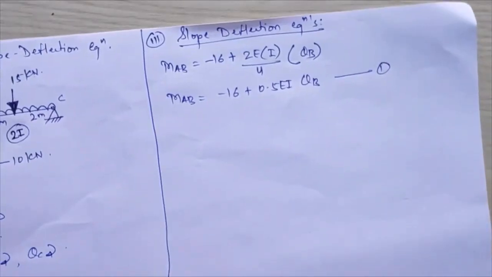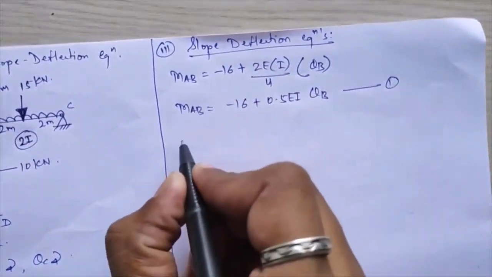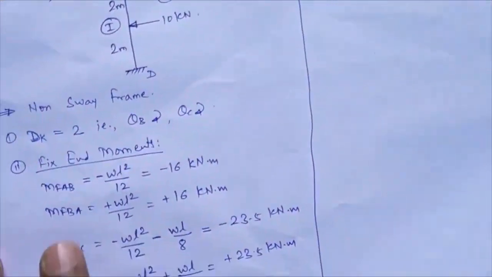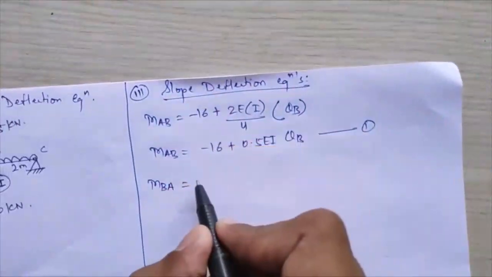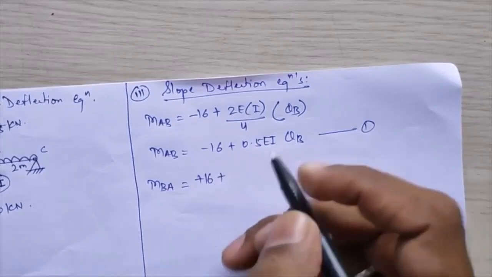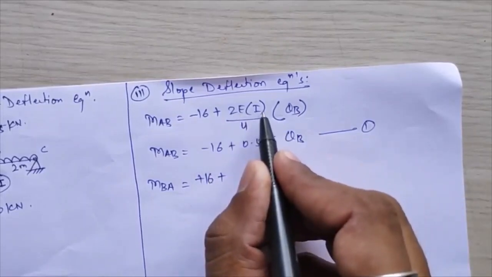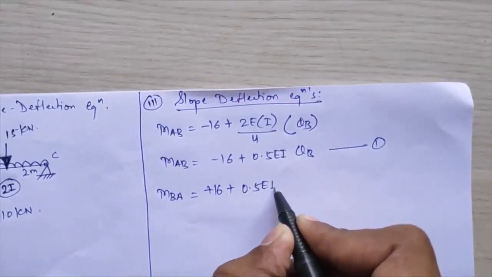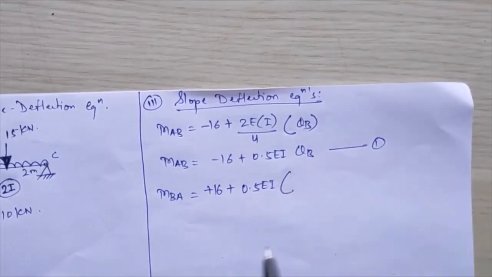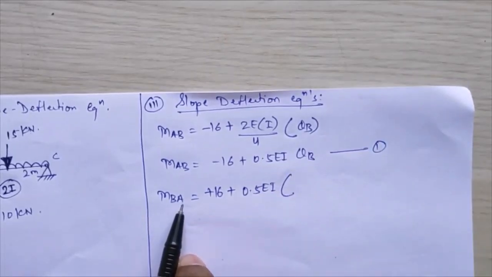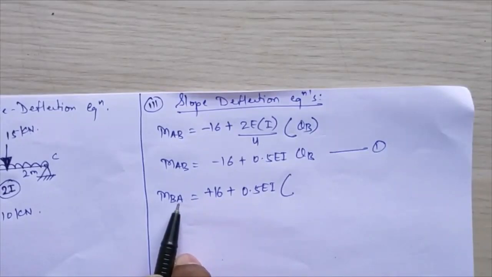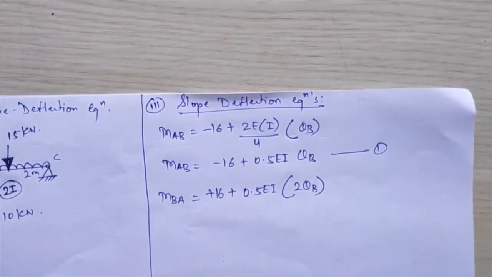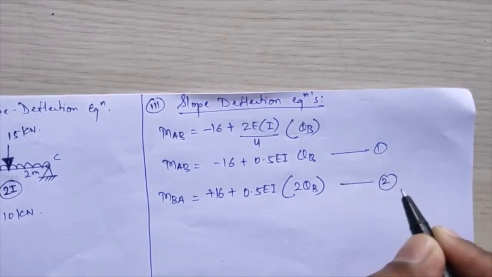Okay, now we'll see the next slope deflection equation, that is MBA. MBA is equal to MFBA, which I have got equal to plus 16, plus 2EI upon L. The I value will again remain the same, equal to I, so this value remains 0.5 EI. Just here the near end and far end get changed, so the near end will be B and the far end will be A. But theta A is 0 here, so only the near end rotation, 2 times theta B, will remain. This will be our equation number 2.